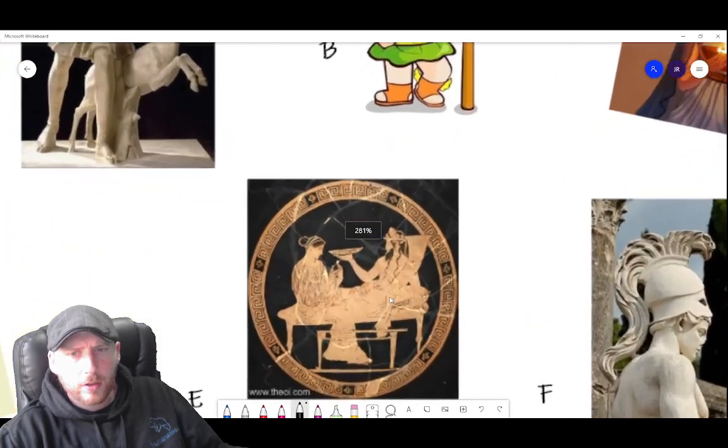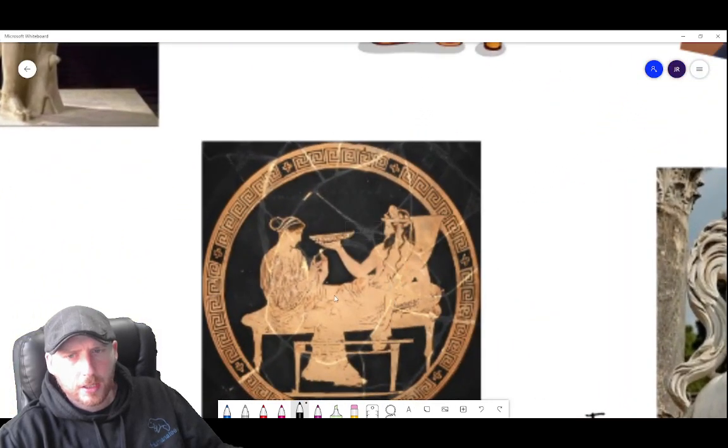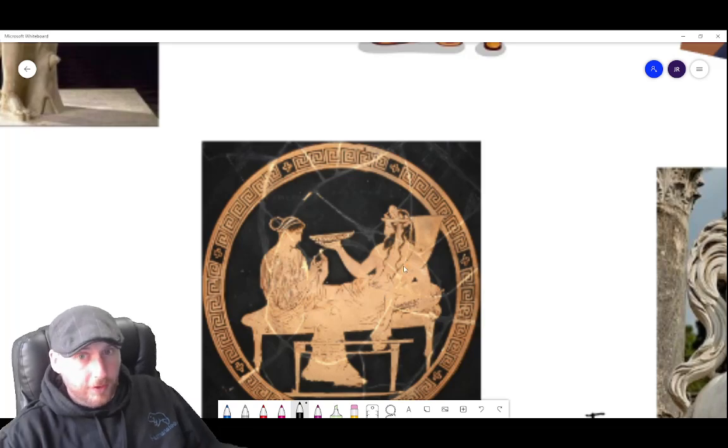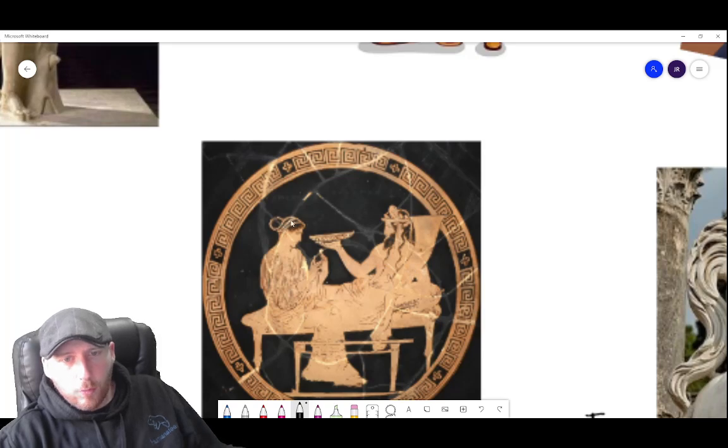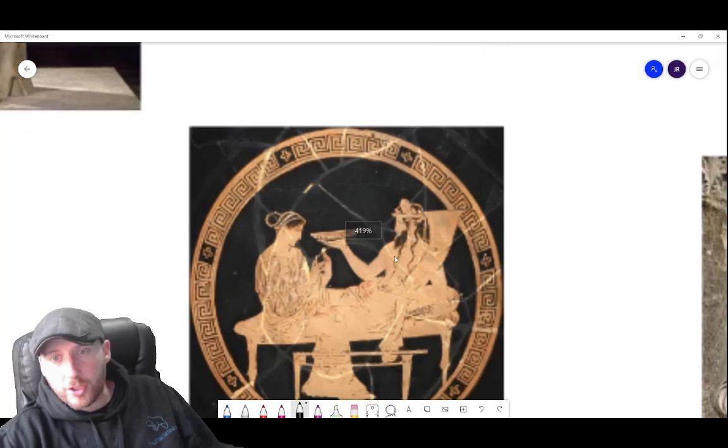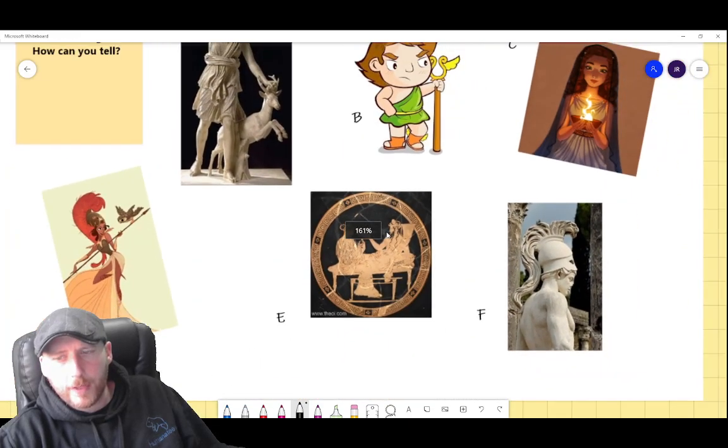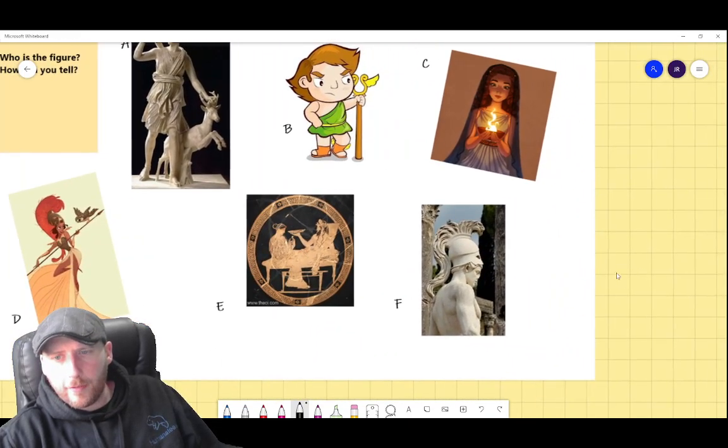Now E, we have Hades. We can tell because he's holding his cornucopia. It's not very detailed, still better than my drawings, but that's pretty much the only reason we can tell. Now with him here is Persephone, his wife, who wasn't one of our main gods or goddesses, but we can tell it's Persephone, number one because she's with Hades, and number two because she's holding a pomegranate seed. That'll make more sense after the next recording. And then we've got F here. F is Ares, the god of war. There he is with his muscles and his helmet.